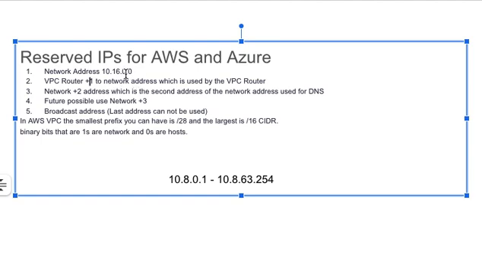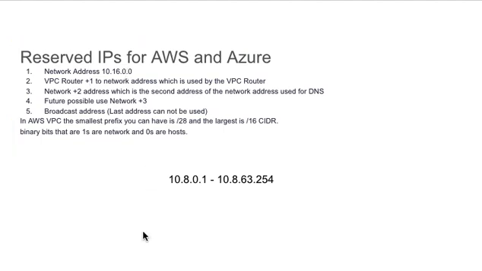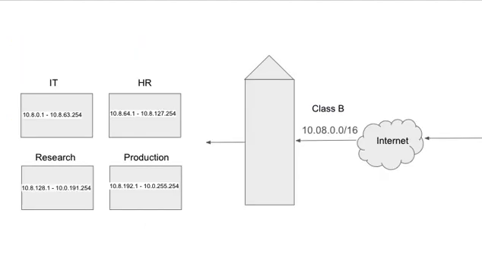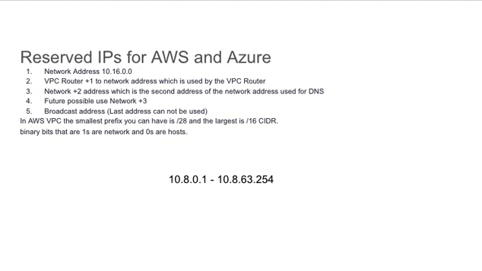So whatever the subnet is, as we saw, let me go back. So 10.8.0.1, the first one is used for the network address, which is used by the VPC router. A router is something that directs the traffic to its place. It basically manages the IP addresses.